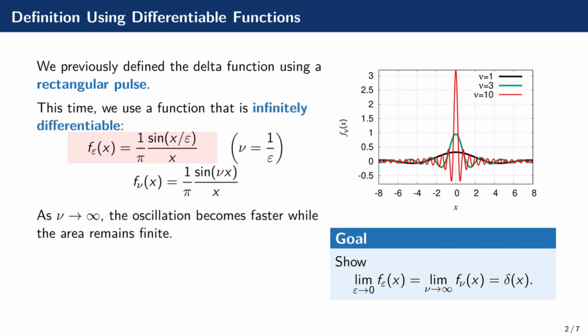Consider the function f_epsilon(x), which is equal to 1/pi multiplied by sin(x/epsilon) divided by x. If we introduce nu equals 1/epsilon, then the same function can be written as 1/pi multiplied by sin(nu x) divided by x. As nu tends to infinity, the oscillation becomes faster while the area remains finite.